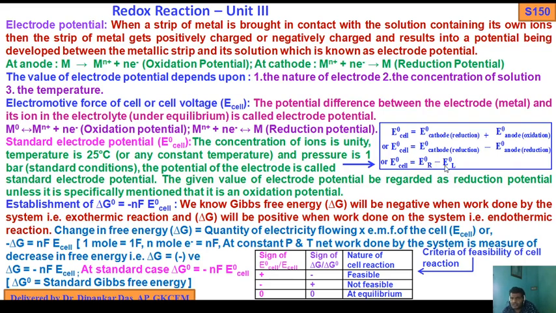So E0 cell equals E0 right minus E0 left. Now, establishing the relationship between del G0 and nF E0 cell. What is the relationship between E0 and free energy?